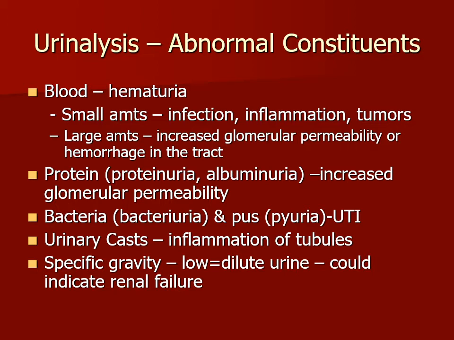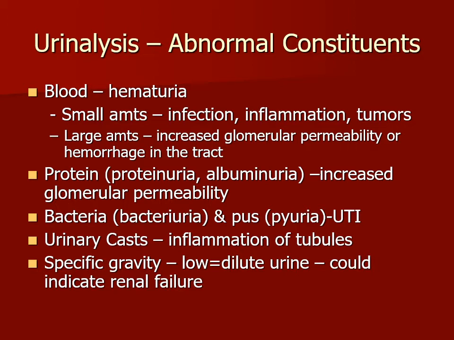Specific gravity. Specific gravity is comparing the density of urine to the density of water, and the number has no units because the units cancel out. So it's usually just a number, and the range is between 1.001 to 1.035, with normal urine falling in the range of around 1.010 to 1.020. Anything that's really high tends to be cloudy.